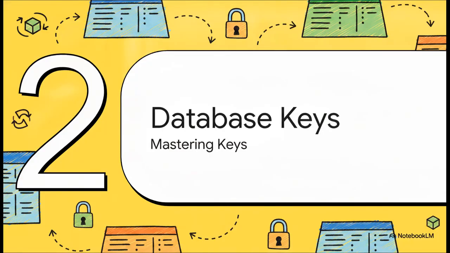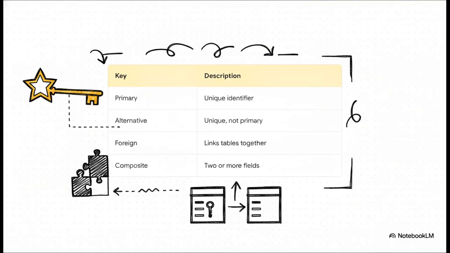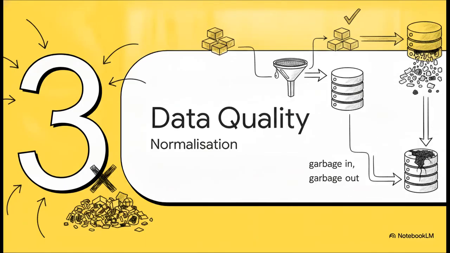Moving right along to Section 2, Mastering Database Keys. You're going to want to take a mental screenshot of this right now. If you get a question on database structure, you absolutely must know these definitions. A primary key is a compulsory field that holds a totally unique identifier for each specific record. An alternative key is another field with unique values, but, well, it just wasn't chosen as the primary one. Now, the foreign key is crucial. This is a field with values that exactly match another table's primary key, and its whole job is to link those tables together. Finally, a composite key is a combination of two or more fields that, when put together, uniquely identify a record. All right, let's hit Section 3, Data Quality and Normalization.